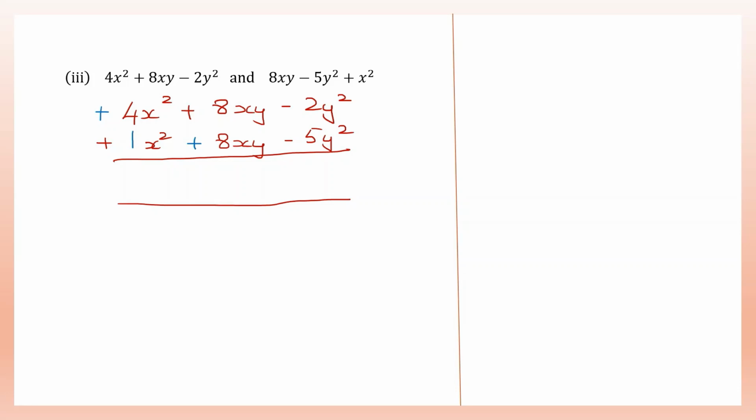Let's do it here. When signs are the same, put the same sign and add. Add only the numbers. 4 plus 1 is 5x square. Moving on to the next one. When signs are the same, put the same sign and add. 8 plus 8 is 16xy. Next one. When signs are the same, put the same sign and add. 2 plus 5 is 7. 7y square.